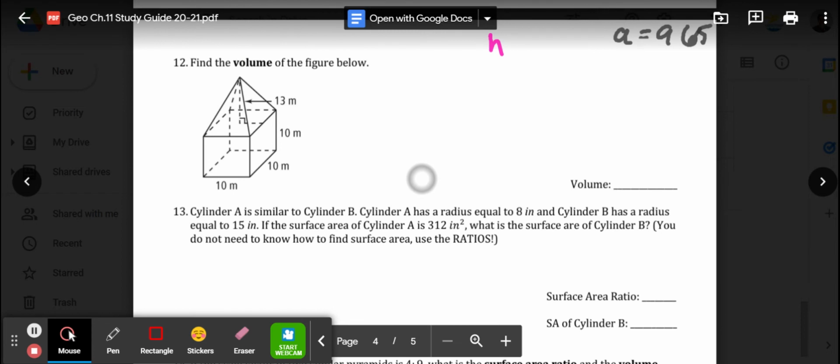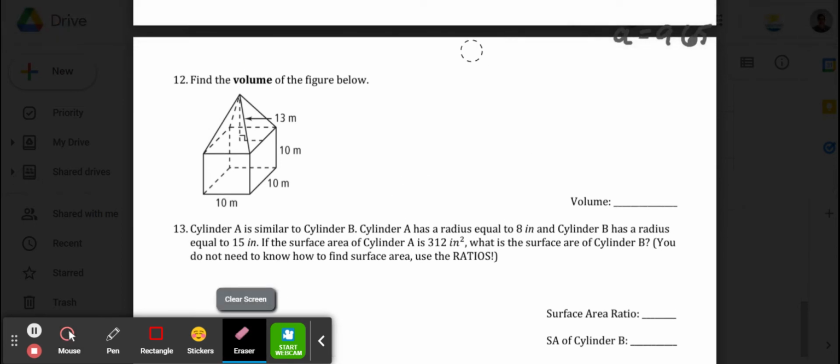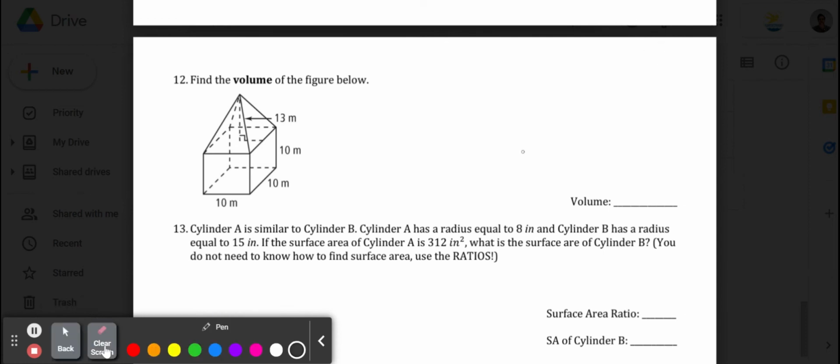All right, so very similar thing that we're going to do here. I don't know why those numbers are up there. Okay. So similar thing we're going to do here. We're going to find the volume of these 2 pieces. We'll start with, so we have a prism and a pyramid.